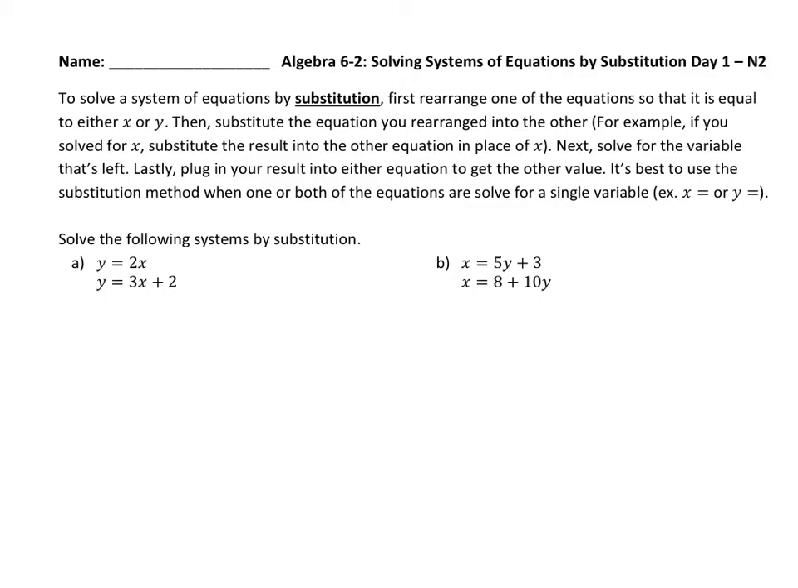Algebra Unit 6, Lesson 2, Notes 2, Solving Systems of Equations by Substitution, Day 1. To solve a system of equations by substitution, first rearrange one of the equations so that it is equal to either x or y. Then, whatever you get for that, substitute it into the other equation. For example, if you solve for x, substitute the result into the other equation in place of x. Next, you're going to solve for the variable that's left.